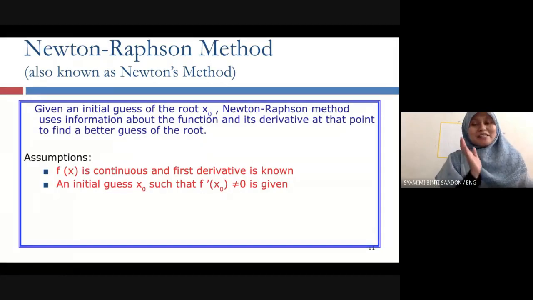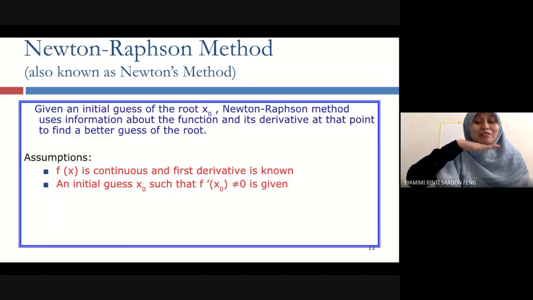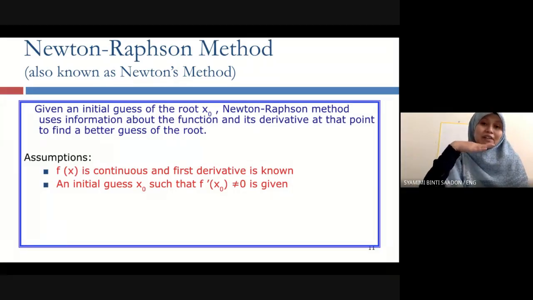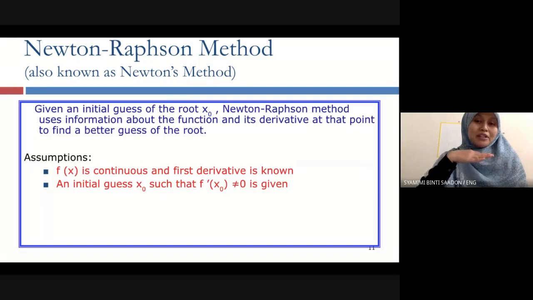What does it mean? It means that the slope is not totally vertical or totally horizontal, because vertical is infinity. The tangent is not horizontal. If the tangent is horizontal, it means that the derivative is 0. You know that, right? If the slope of the tangent to a function is 0, it means that the derivative at that point is 0. So we don't want that. So we choose x0 such that f prime of x0 is not 0.